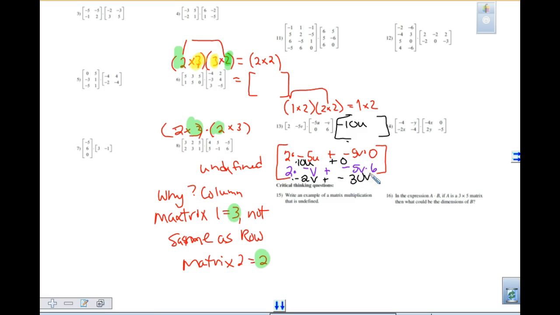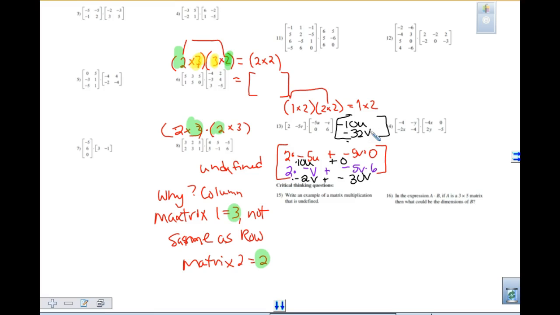Those are like terms. You don't want to leave them separate. They both have v's, so you can add the coefficients. Negative 2 plus a negative 30 is going to give us a negative 32v. Okay?